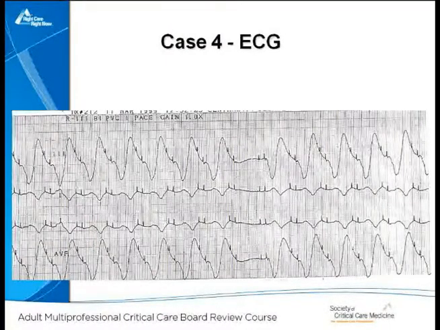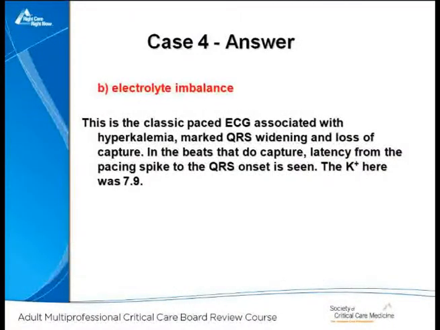Ventricular lead fracture wouldn't give you this very wide QRS complex, even though you can have intermittent loss of capture. But remember, you would actually not see a pacing spike if the lead was broken. So you'd see sensing problems, and you wouldn't see a pacing spike. So of these, electrolyte imbalance, or if I had said drug toxicity, that would have been the answer.